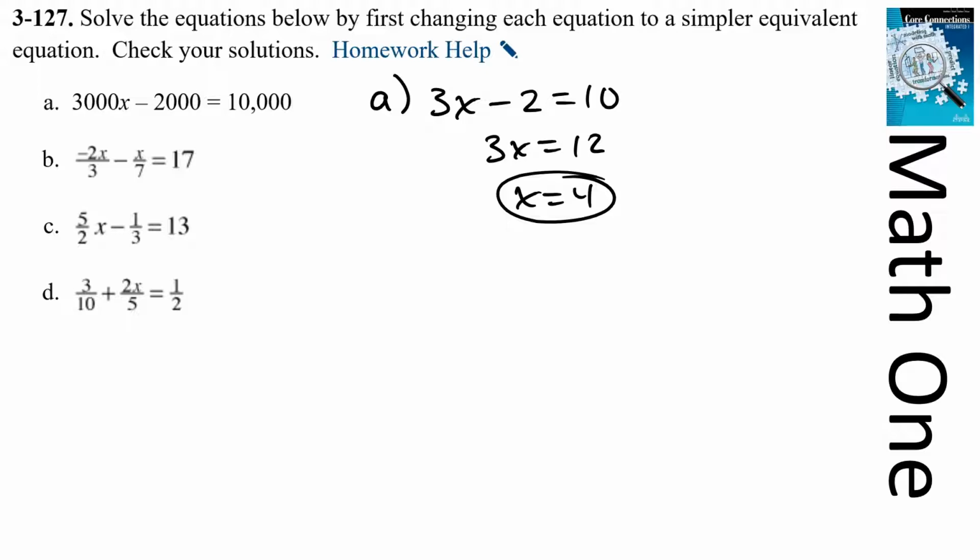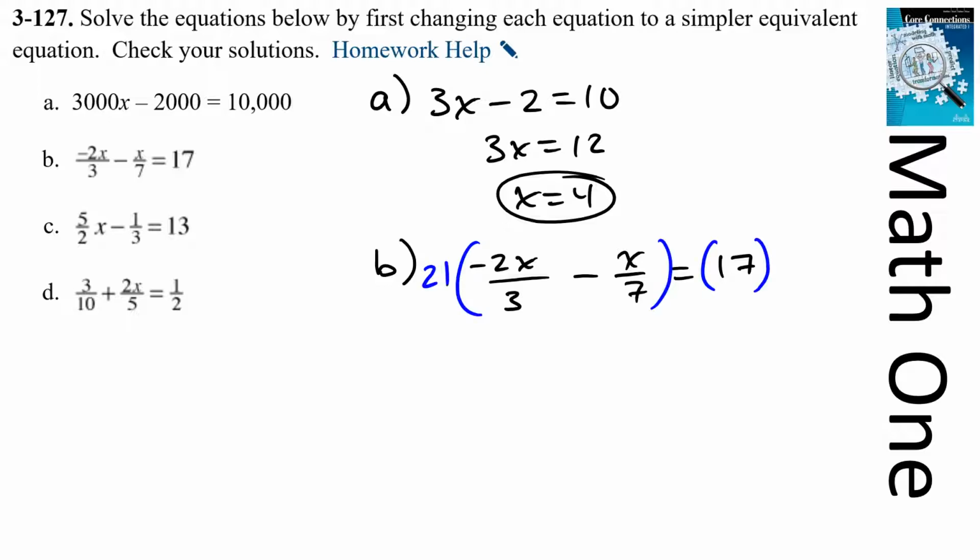For B, I'm going to choose to multiply both sides by the number 21. So let's write this: negative 2x over 3 minus x over 7 equals the number 17. I'm going to multiply both sides of this equation by 21, because 3 times 7 is 21, and that'll totally allow me to eliminate the fractions. On the left-hand side, when I multiply 21 times negative 2x over 3, because there's a common factor of 3 in both the 21 and the 3, I can simplify that to 7 times negative 2x, or just write it as negative 14x.